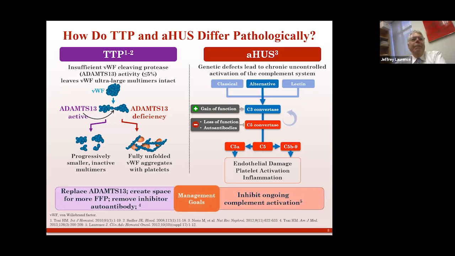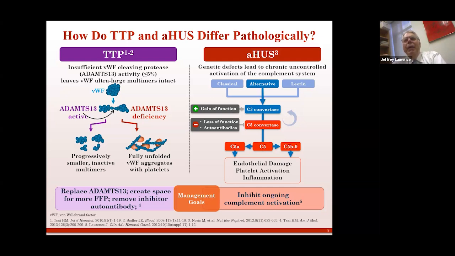Well, in TTP, you've got an antibody against ADAMTS13, or you're congenitally absent, so you want to replace the ADAMTS13. So you do plasma exchange. You do plasma exchange basically because fresh frozen plasma has a fair amount of ADAMTS13, and you're creating space to get more fresh frozen plasma in. The least important component of this is to remove the autoantibody inhibitor. I say it's the least important because these are all IgGs. As you all know, we're real good at getting rid of IgMs, not so good at getting rid of IgGs with plasma exchange. And I'll talk about the newer therapies that we need, like immune suppression and immediate blockade of von Willebrand's factor binding to platelets, in a moment.